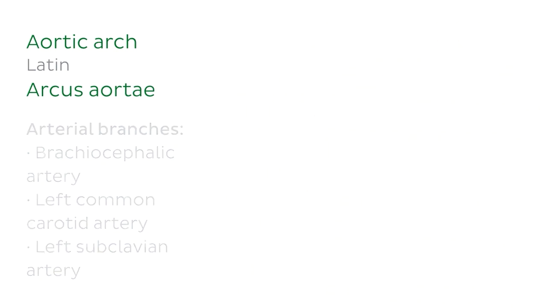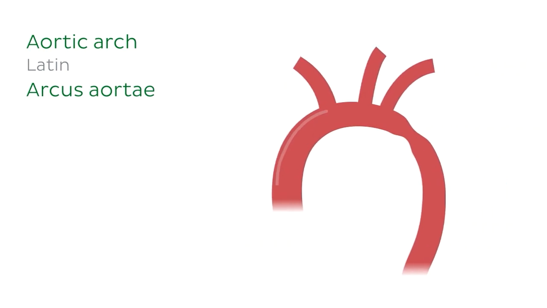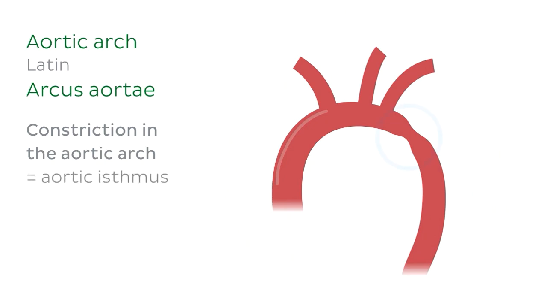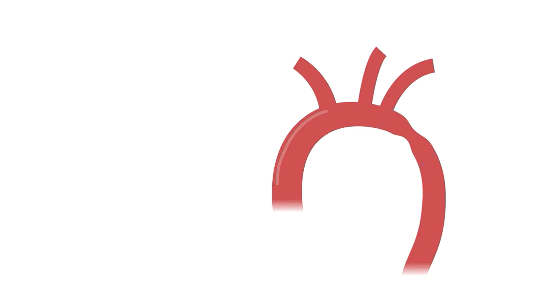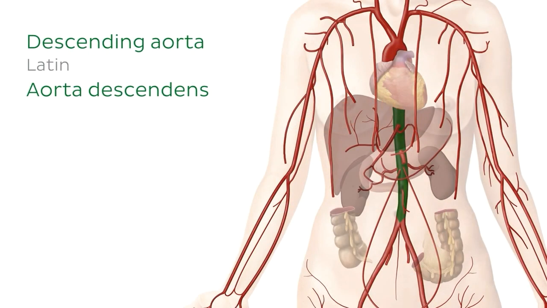Just a little side note, in some but not all individuals, a constriction in the aortic arch may be present as an embryonic remnant of this part of the aorta, and this particular anatomical quirk is known as the aortic isthmus. The next section of the aorta is known as the descending part, which starts just after the aortic arch and descends down through the thorax and the abdomen.